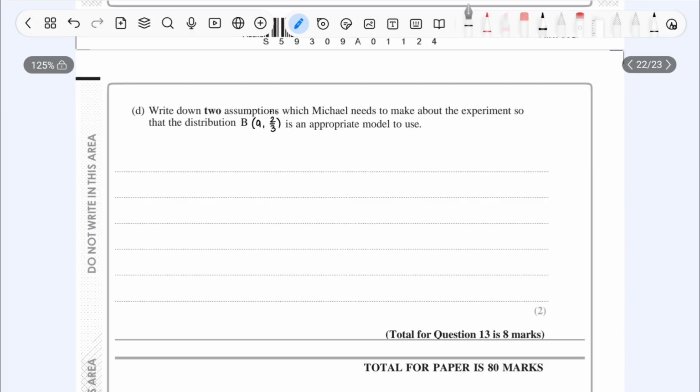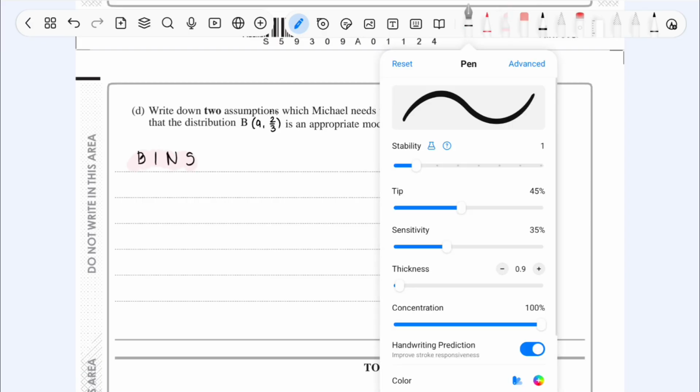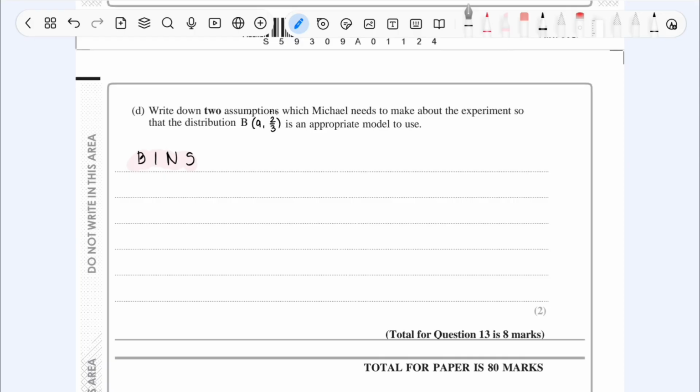Part D. Write down 2 assumptions which Michael needs to make about the experiment so that the binomial model is an appropriate one to use. I'm going to quickly write BINS. It stands for binary, independent, number of fixed trials, and same probability. These are your 4 assumptions, and you only need to choose 2 of these, so choose any 2 from these 4 letters. The main thing you need to do is put it into context. I'll go with the 2 simplest ones: that the probability of heads remains constant at 2/3, and that there are only 2 possibilities. You either get a heads or not a heads, i.e. tails.